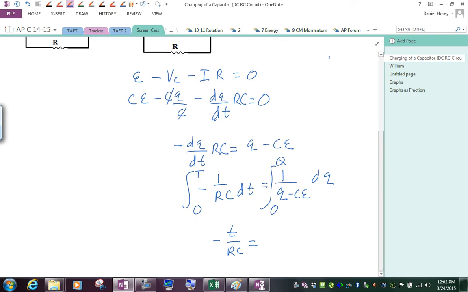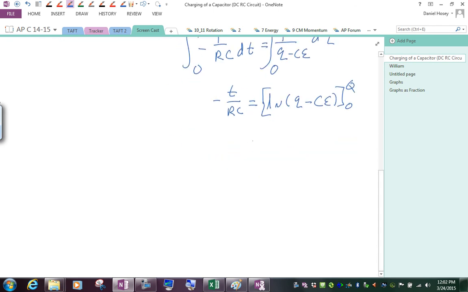Now, you may or may not remember the integral of this. It's like taking the integral of 1 over x, which, remember, is ln of x. So we're going to take the integral of that, and that is going to be the natural log of q minus CE. And the limits for that are going to be from 0 to Q. Now, when we plug this in, that's like the ln of capital Q minus CE minus the ln of, well, you plug in 0, 0 minus CE.